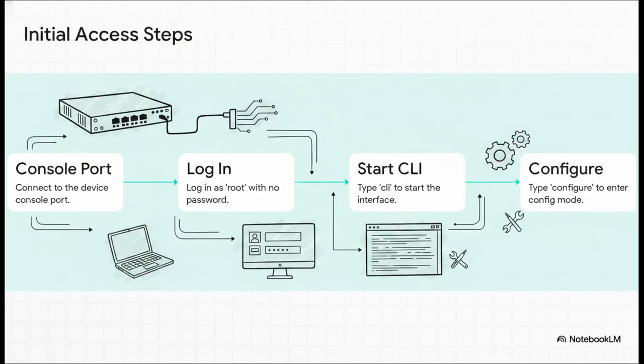All right, let's actually get hands-on here. Imagine you've literally just unboxed a brand new device. Because it isn't configured for the network yet at all, you have to connect physically via the console port to get that root-level access. Here are the literal first steps to get into the system. Step 1, connect to that console port. Step 2, log in with the username root. And hey, initially there is no password. Step 3, type cli to launch the command line interface. And finally, step 4, type configure to enter configuration mode.